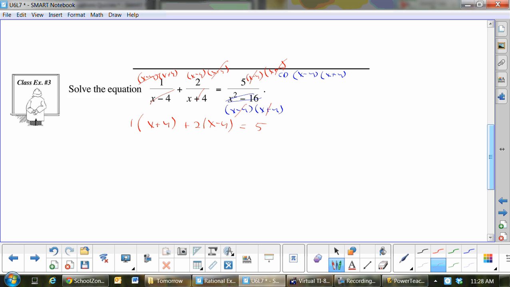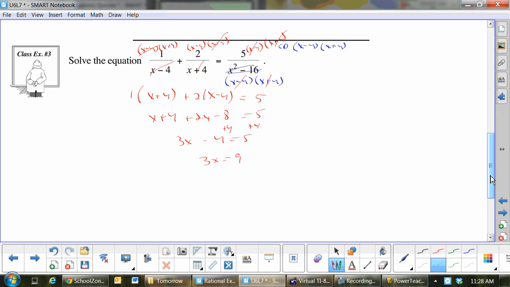This question is pretty easy if you know this step. Because what the equation now looks like, that's an easy grade 8 question. Right? All you do is multiply the 1 and the 2 and get all the x on one side, number on the other. Okay? So this would be x plus 4 plus 2x minus 8 equals 5. Okay, so that would be 3x minus 4 equals 5. Add 4 to both sides. 3x equals 9. Divide by 3. X equals 3.